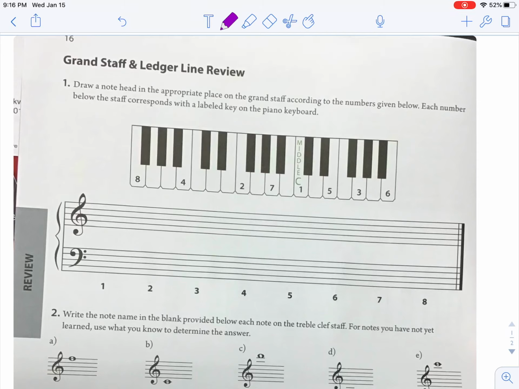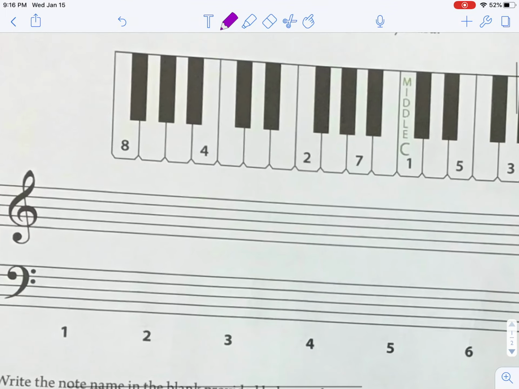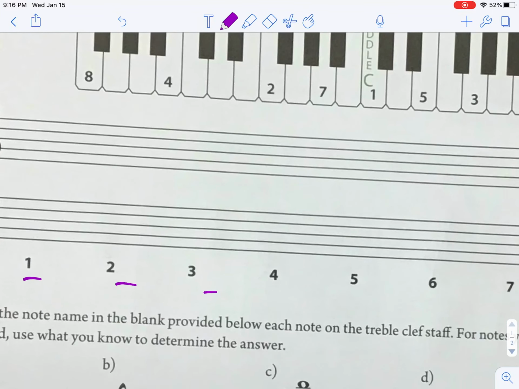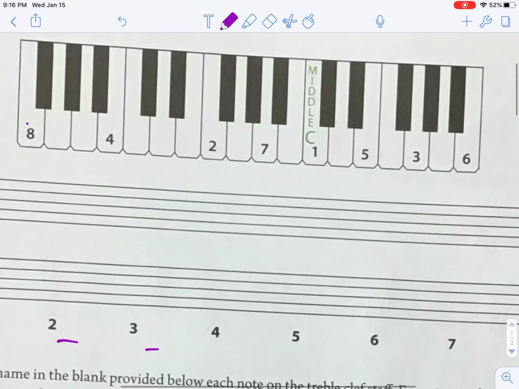Number 1, draw a note head in the appropriate place on the grand staff according to the numbers given below. Each number below the staff corresponds with the labeled key on the piano keyboard. This is why your e-learning assignment yesterday was the piano keyboard, because it helps us get started on this. The numbers here are in order, 1, 2, 3, 4, 5, 6, 7, 8, but on the piano, they're all out of order. They're kind of going all over the place.